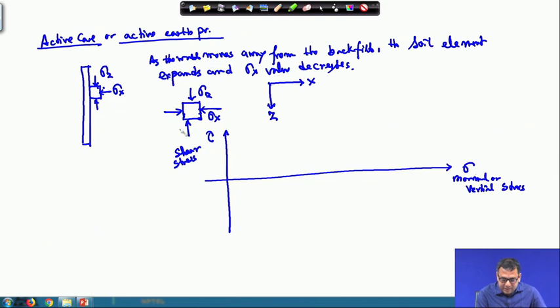Suppose this element is at rest condition. This will be the Mohr circle at rest condition, with sigma x and sigma z here. If this is the Mohr-Coulomb envelope, this angle is phi. This is the Mohr circle at rest condition.